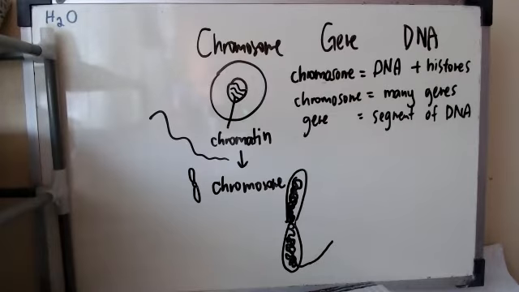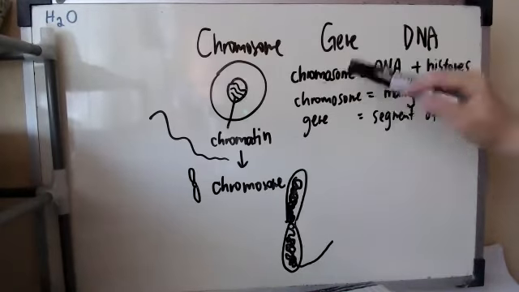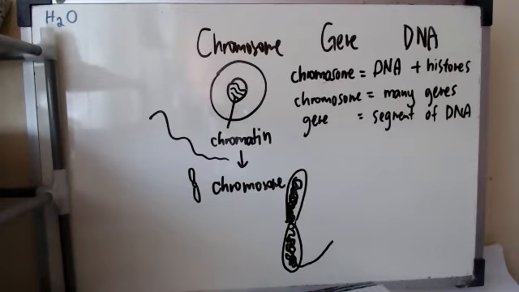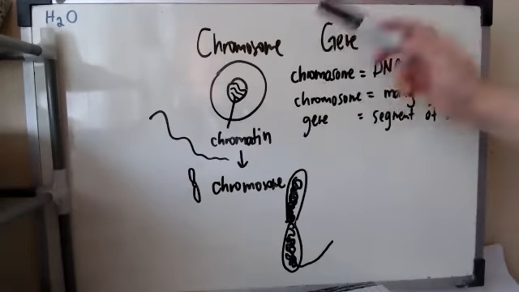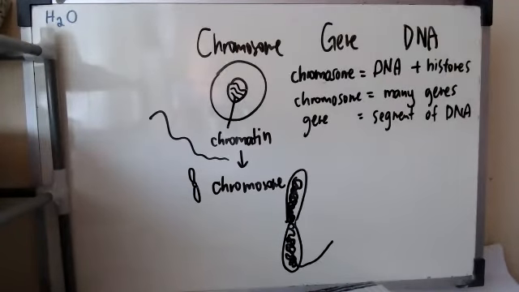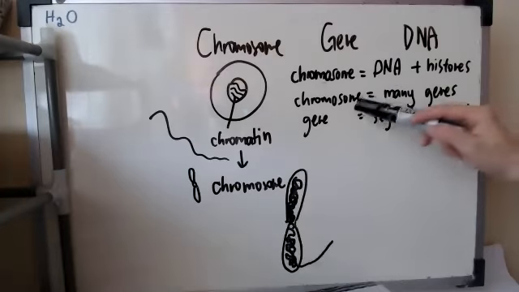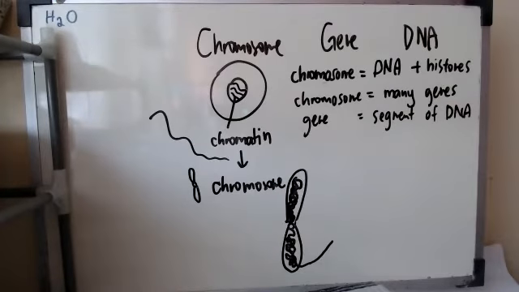I want you to copy this down because they like to ask, can you describe the relationship between chromosome, gene, and DNA? So these are how they are linked to each other. They are the relationship. Can you copy this down first?